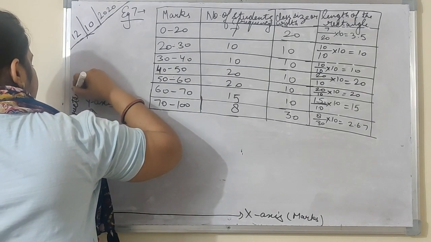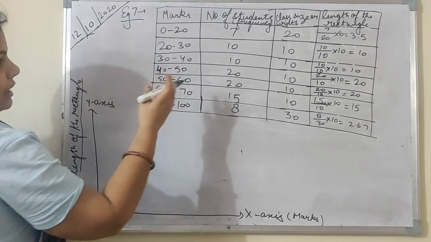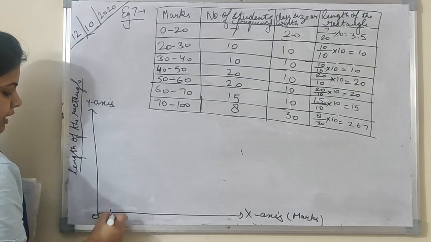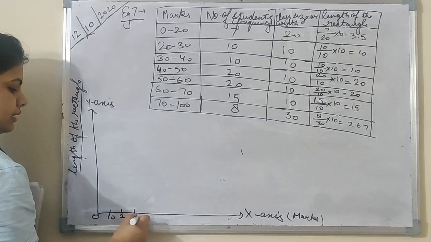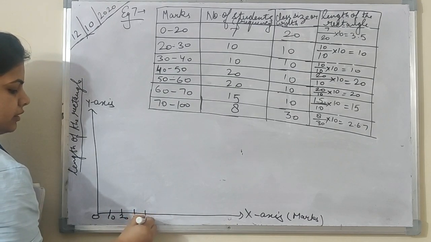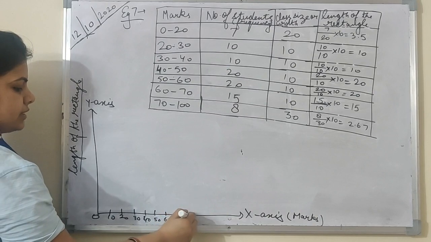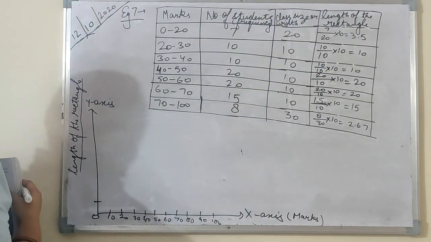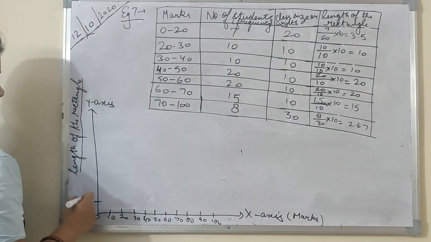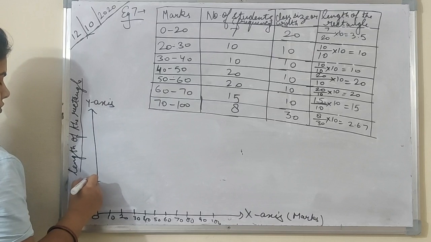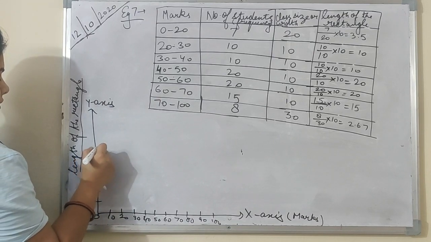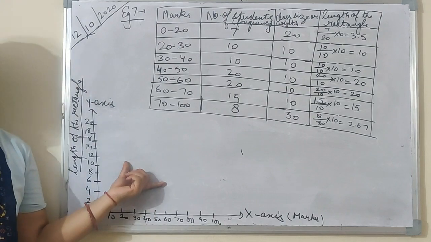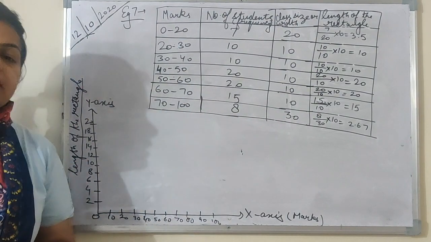Okay. Now, what is the need for finding this length? Why can't we do directly with the help of frequency only, as we have done earlier? That I will tell you after making this. So, in the graph, according to the marks, I can mark here 0 to 10, 10 to 20, 20 to 30, 30 to 40, 40 to 50, 50 to 60, 60 to 70, 70 to 80, 80 to 90, 90 to 100. Here again, on the y-axis, we have to mark according to the length of the rectangle. So, here we will take a gap of 2. Like this, we have marked. Okay. Now, please make these graphs on graph paper only, and make each and every graph with the help of a scale.